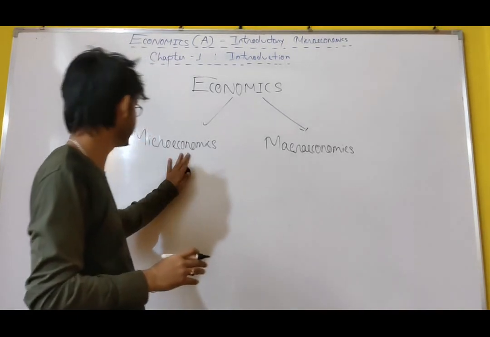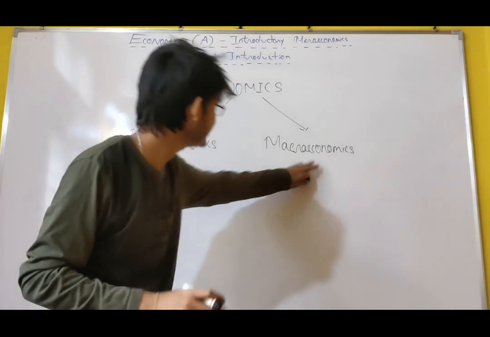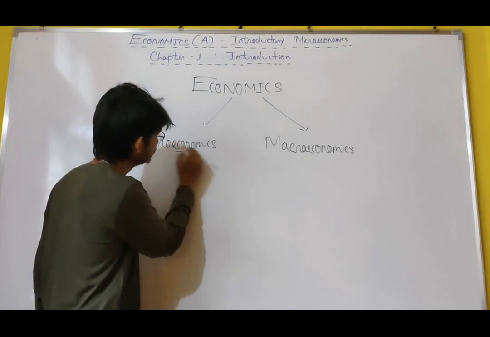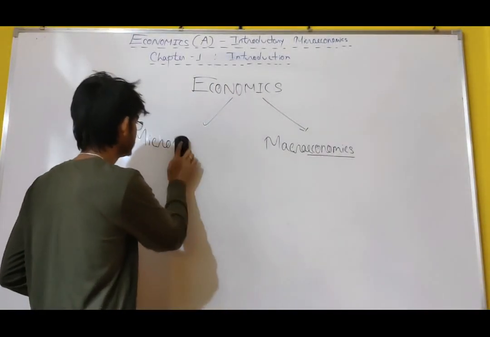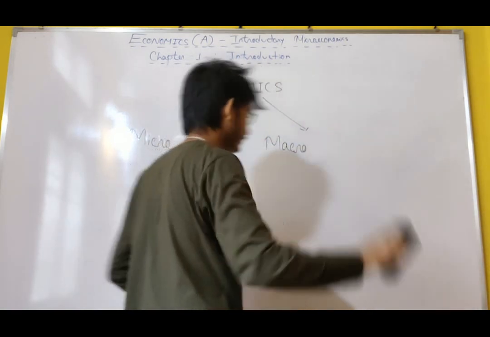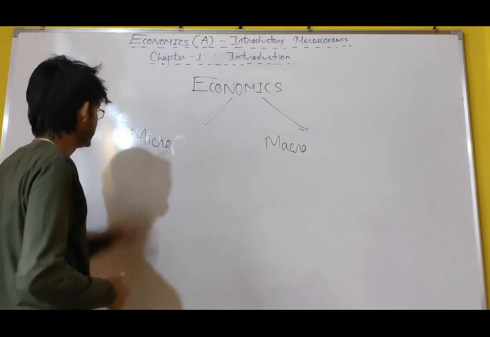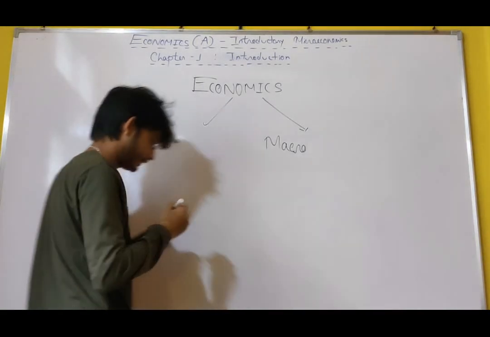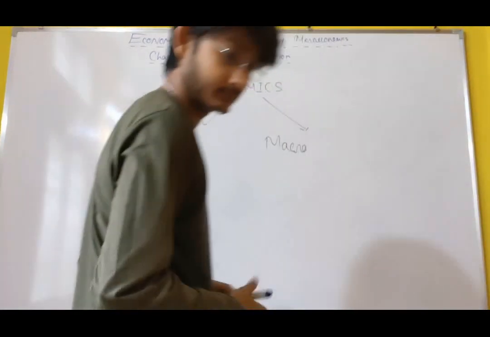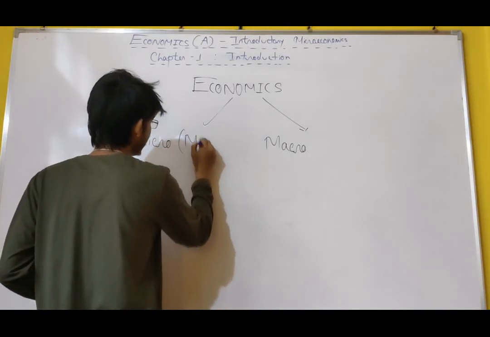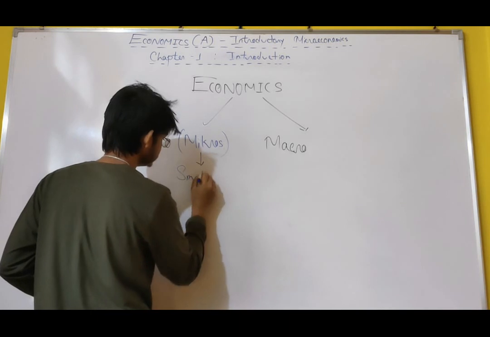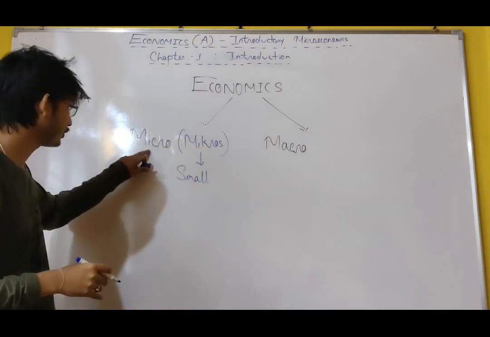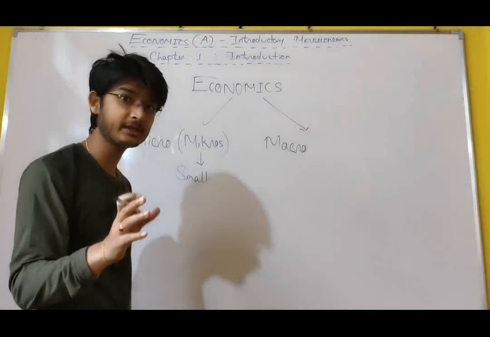Before going into details of microeconomics, let's first get the meaning of microeconomics and macroeconomics. We already know the meaning of the word economics, which is simply household management, as we discussed in our last video. So for the sake of simplicity, I'm just omitting this word. The word micro got derived from a Greek word micros, M-I-K-R-O-S, which means small. So we can directly get the meaning that microeconomics deals with very small economic units.